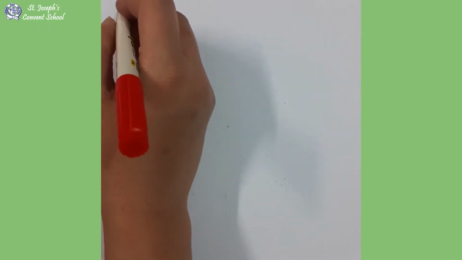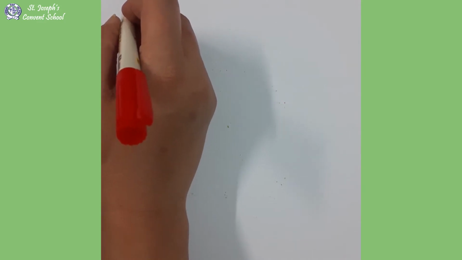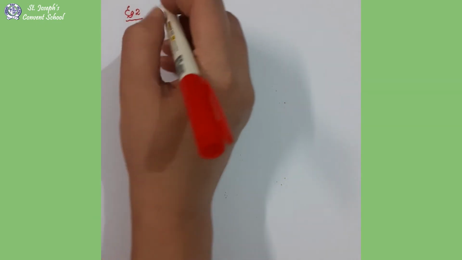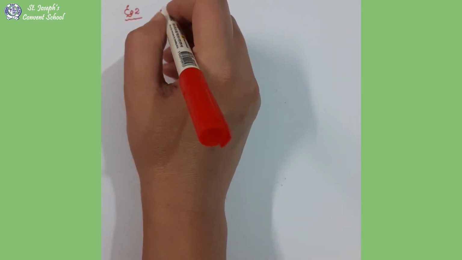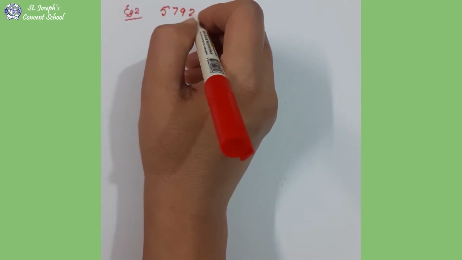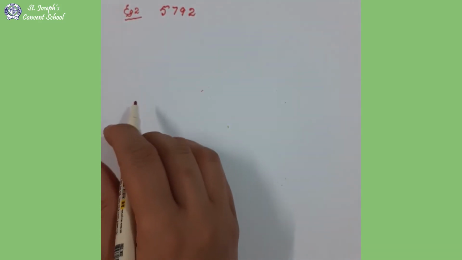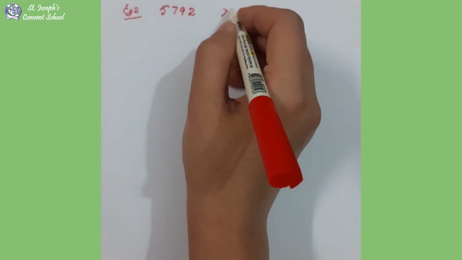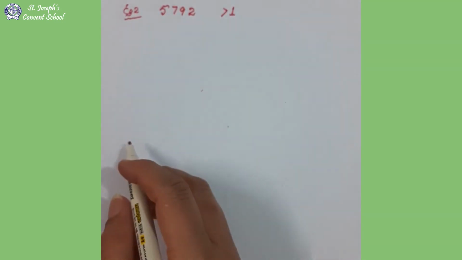Okay, let's do example number 2. We are doing examples of positive characteristics. Okay, so example number 2, again when characteristic is positive, the number is 5792. Now you have to find the characteristic. You can see this number is greater than 1, so you will get a positive characteristic.